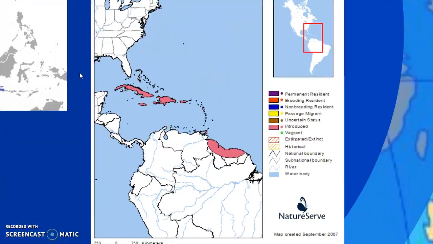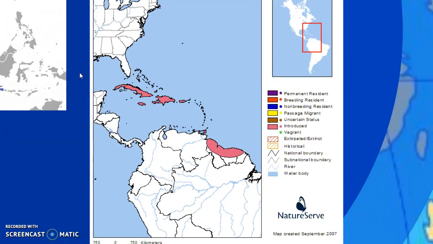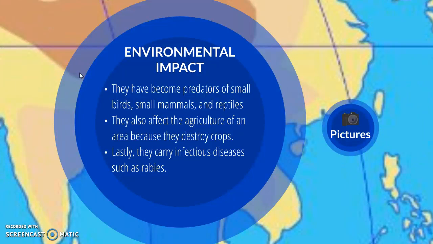They were introduced to Central America, South America, the Caribbean islands, and some parts of Hawaii in the late 19th century as a biological control for rats and snakes in agricultural areas in tropical climates. The small Indian mongoose have become predators of small birds, small mammals, and reptiles.